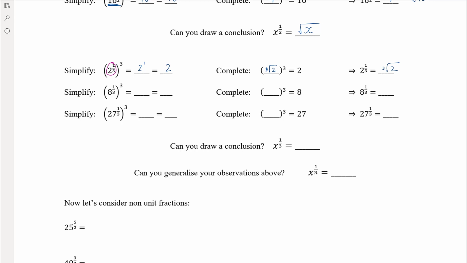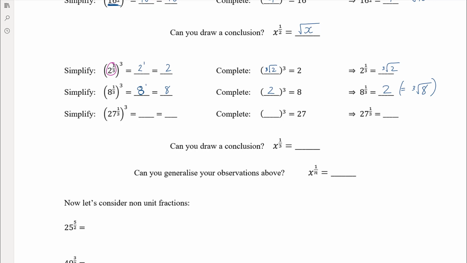Again, 8 to the power of a third and then cubed, a third times 3 is 1, so 8 to the 1, which is 8. So something all cubed gave us 8. Let's try and think that through. What cubed gives me 8? I know 2 cubed gives me 8. So that means 8 to the power of a third must be equal to 2. 2 is the cube root of 8.